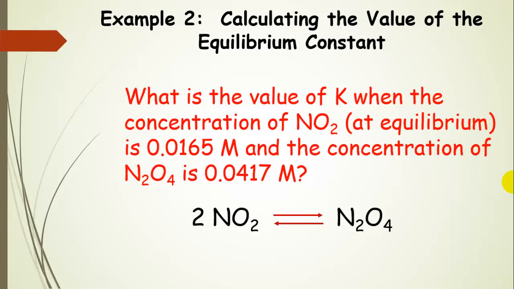What is the value of the equilibrium constant when the concentration of nitrogen dioxide at equilibrium is 0.0165 molar and the concentration of dinitrogen tetroxide is 0.0417 molar? So pause the presentation and give that a try.